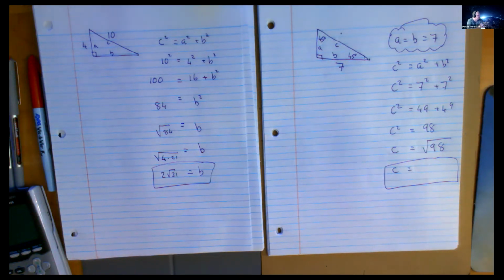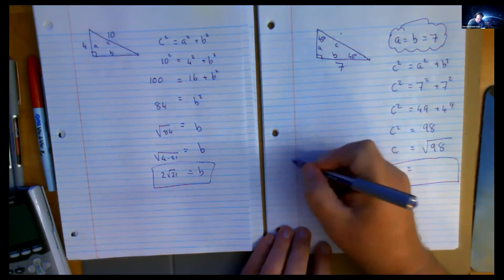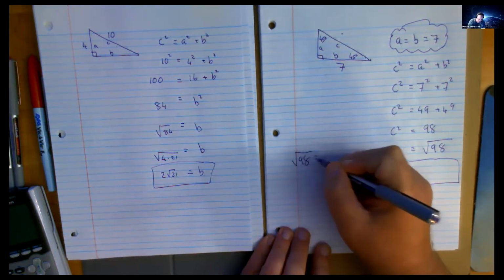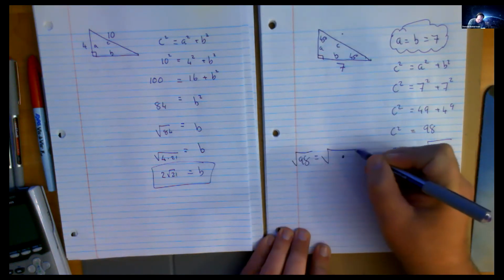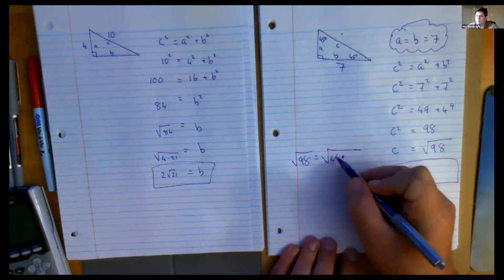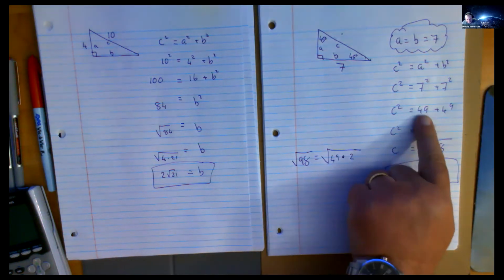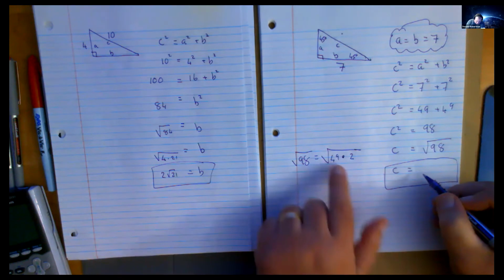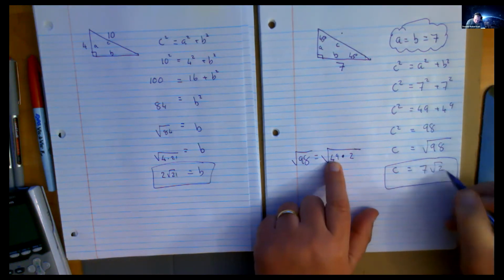Do you know what it simplifies down to? How do you do it over here? What two numbers get you 98? It's actually quite a big number this time. 49 and 2. Do you know if you do enough of these, you'll start figuring out it's this guy, in this kind of question. So 7 root 2.